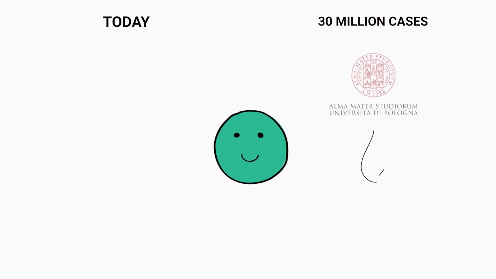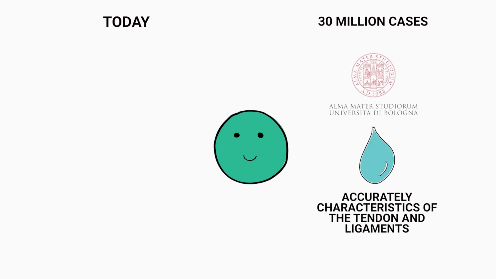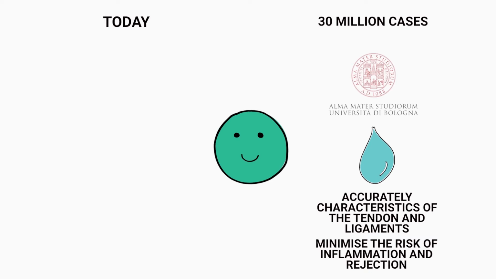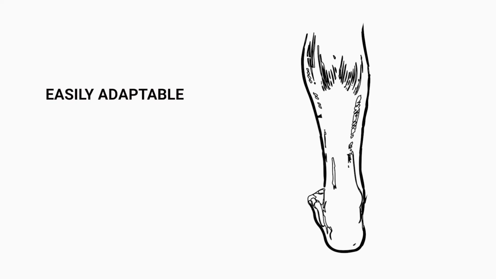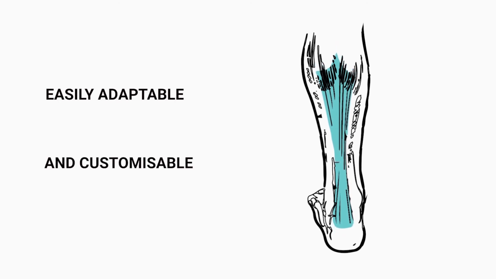The scaffold patented by the University of Bologna is able to accurately reproduce the mechanical, morphological, and physiological characteristics of the tendon and ligament tissue. It is therefore able to minimize the risk of inflammation and therefore rejection. Furthermore, the size and structure of the scaffold can be easily adapted and tuned to any type and size of injury, and can be completely customized to the patient.